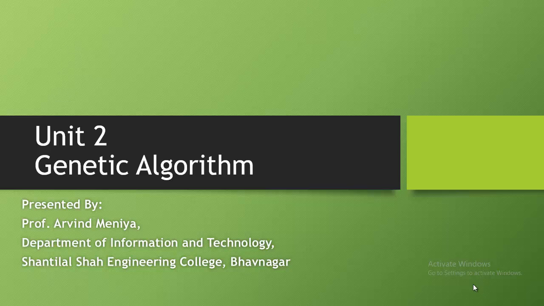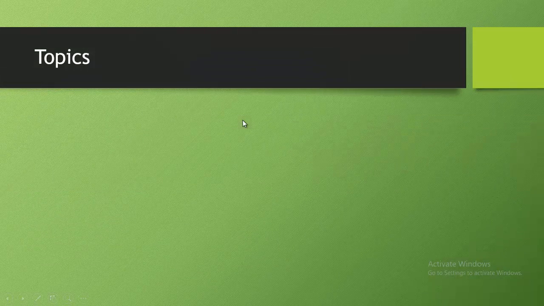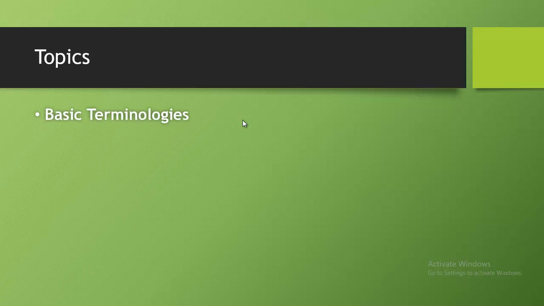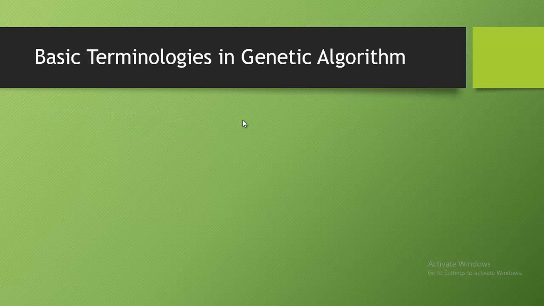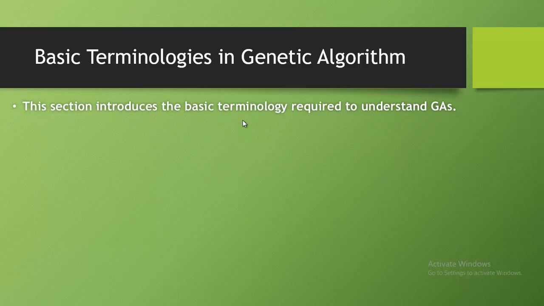In the previous session, we discussed basic terminologies and an introduction to genetic algorithms. In today's session, we are going to understand the basic terms that are used with genetic algorithms in detail. So let's not waste time and start our session. Today we will cover the basic terminologies that are normally used with genetic algorithms. This section introduces the basic terminology required to understand GAs.